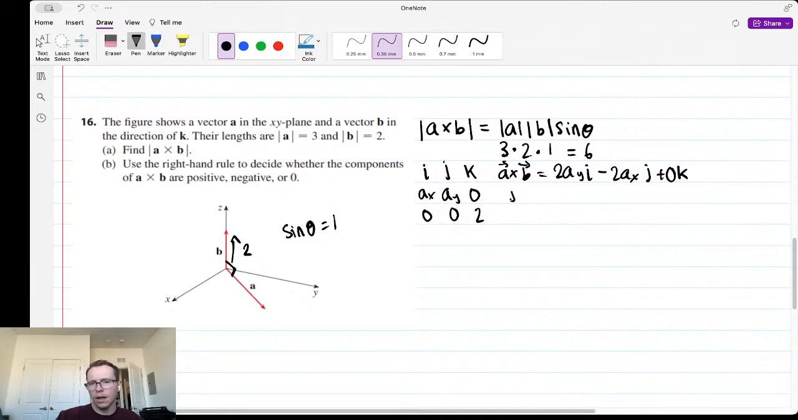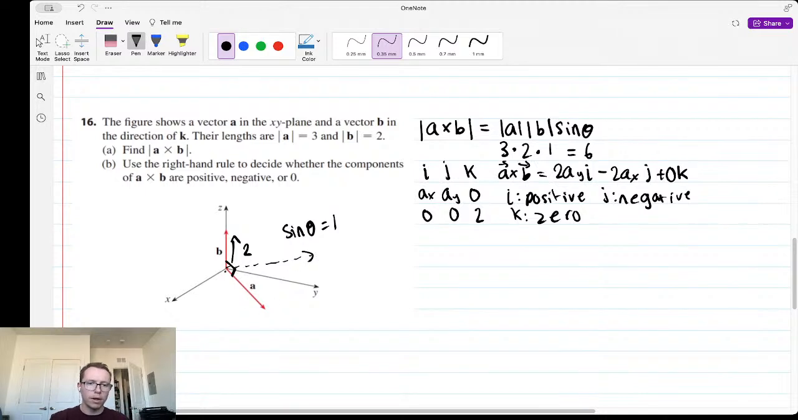So I positive, J negative, and then K 0. And that kind of works if we go this way, right?